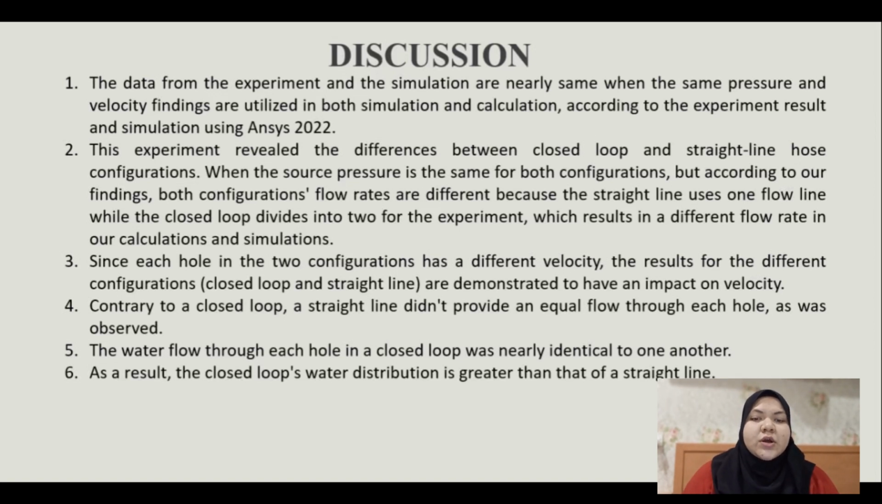Since each hole in the 2 configurations has a different velocity, the results for the different configurations, closed loop and straight line, are demonstrated to have an impact on velocity. Contrary to a closed loop, a straight line didn't provide an equal flow through each hole. As was observed, the water flow through each hole in a closed loop was nearly identical to one another. As a result, the closed loop's water distribution is greater than that of a straight line.